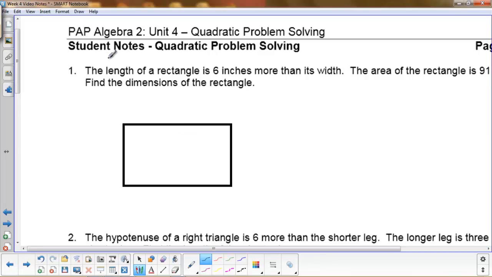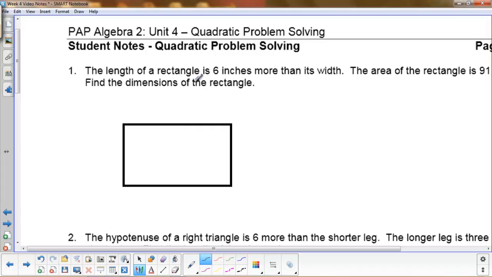All right, welcome back. Today we're going to take a look at quadratic problem solving. We'll look at some various ways that we can solve quadratics in real life. The majority of those are going to be related to geometric figures in some way, shape, or form. Question number one is just that example.